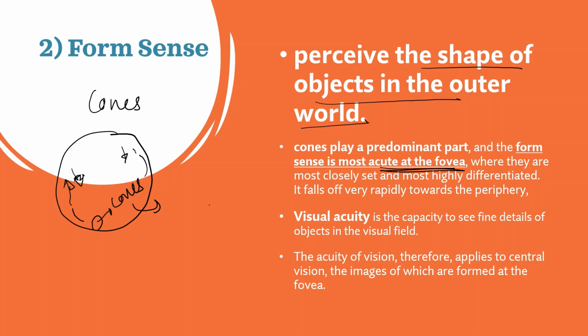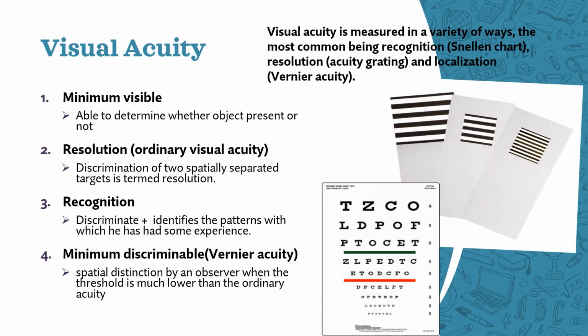There's a term visual acuity, and this is strictly speaking not the form sense, but it is a measure of the form sense. It is the capacity to see fine details of objects in the visual field, how we are able to perceive two objects differently, and so on. The acuity of vision therefore applies to central vision, the images of which are formed at the fovea. Let's discuss visual acuity over here. Visual acuity has four components, and this might help you to understand it better.